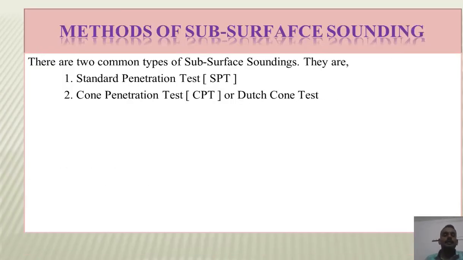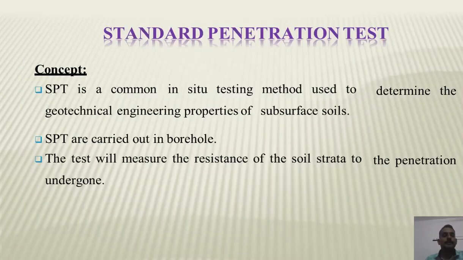Various methods of subsurface sounding are as follows. First is standard penetration test. Next one is cone penetration test or Dutch cone test. The most commonly used method worldwide is the standard penetration test. SPT in short is a common in situ testing method used to determine the geotechnical engineering properties of subsurface soils. This test is carried out in a borehole.